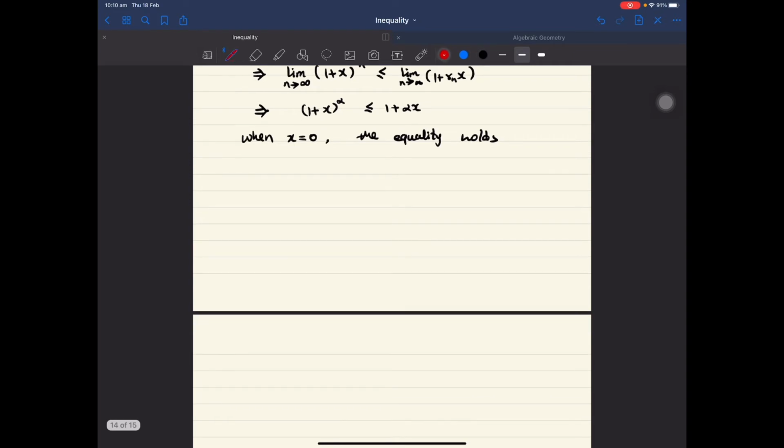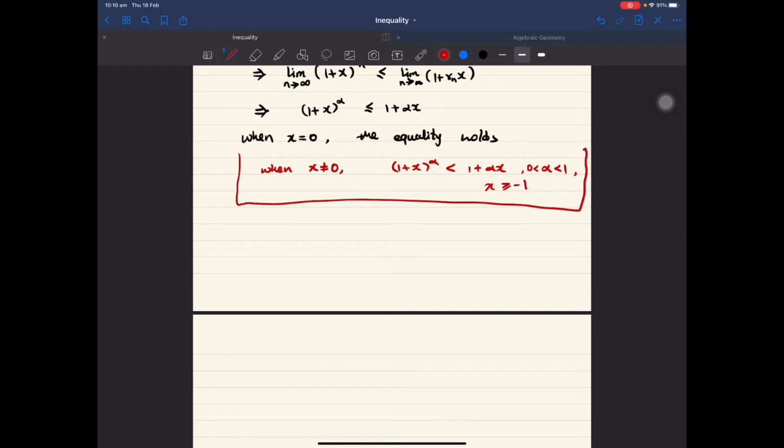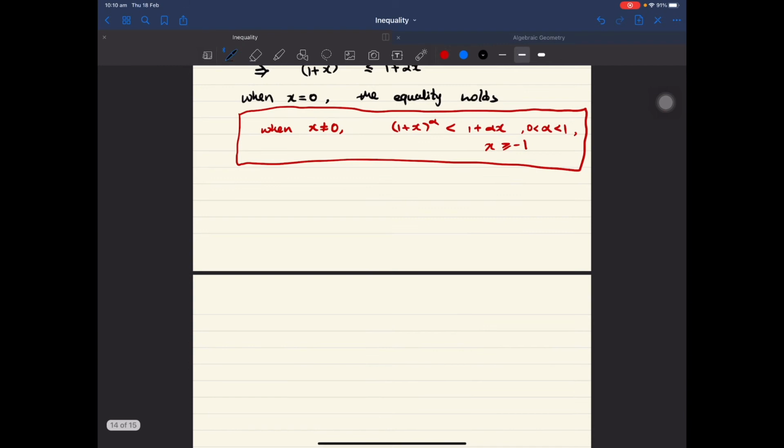So let's highlight that. When x is non-zero, we got (1 + x)^alpha less than 1 + alpha x, for alpha between 0 and 1, x greater than or equal to minus 1. So that's the first part of Bernoulli's inequality. So now let's look at the second bit.